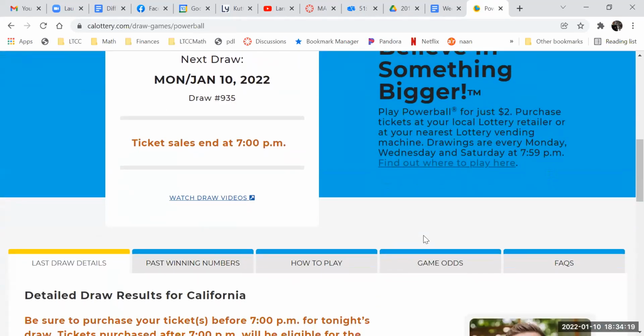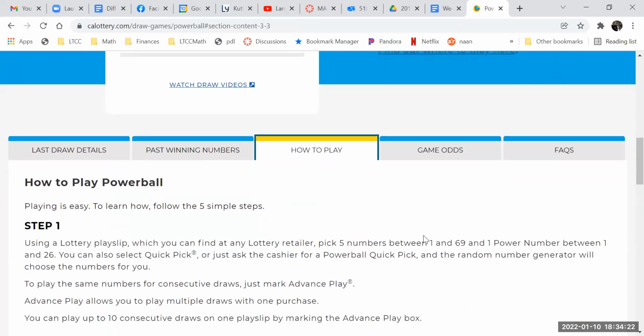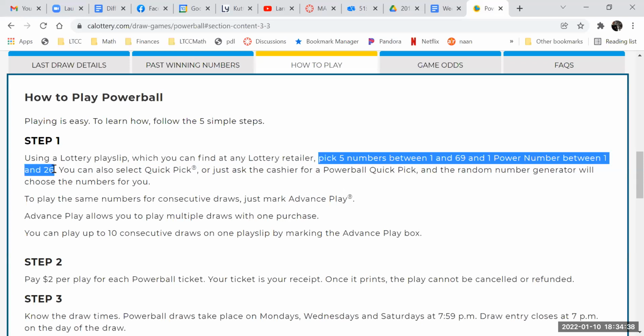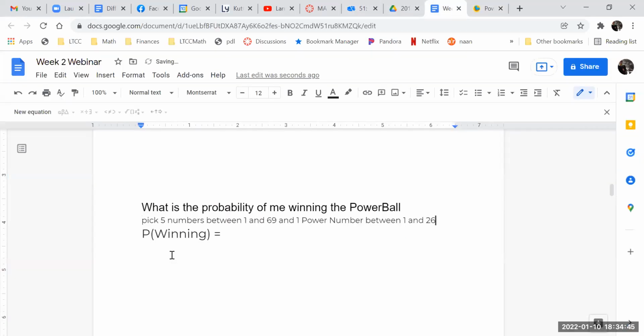Okay. We need to know how to play. So I click how to play. And here's what it says. Pick 5 numbers between 1 and 69, and 1 Powerball number between 1 and 26. And then they pick numbers. And if they pick your numbers, you win. So I'm going to copy and paste the instructions into here. There we go. So you're going to pick 5 numbers between 1 and 69, 1 Powerball number between 1 and 26. So the first thing is I want the probability of winning.